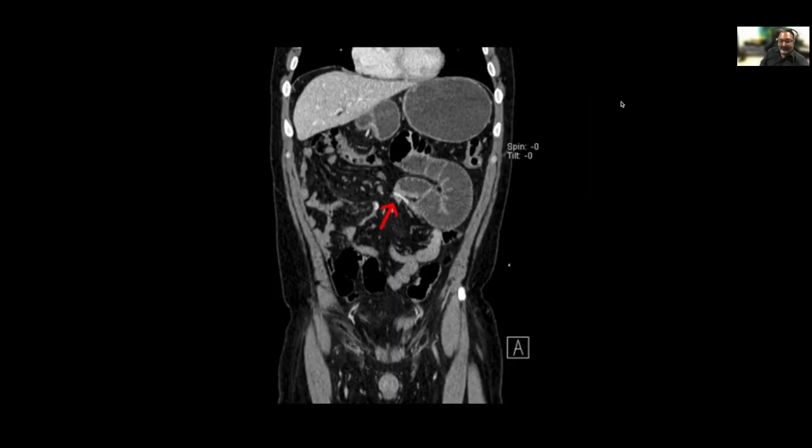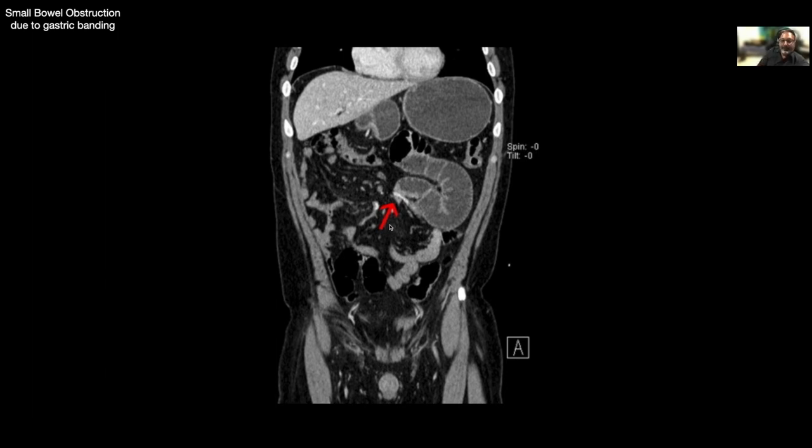All right. What do you see here? Yes. Could be a band, or post-surgical. Yep, gastric banding leading to a small bowel obstruction. Absolutely.